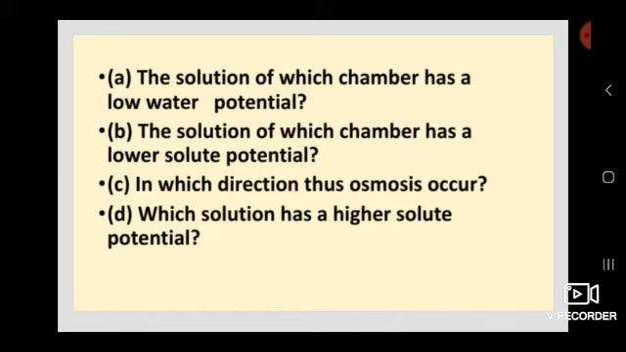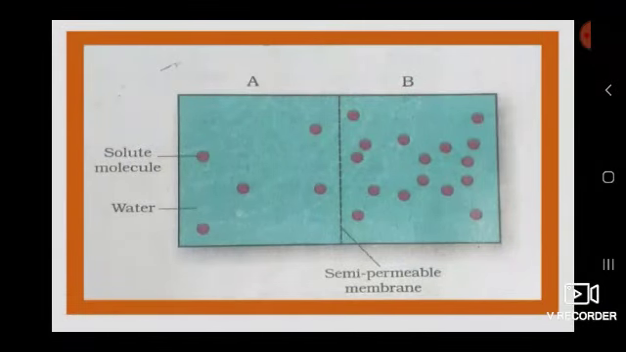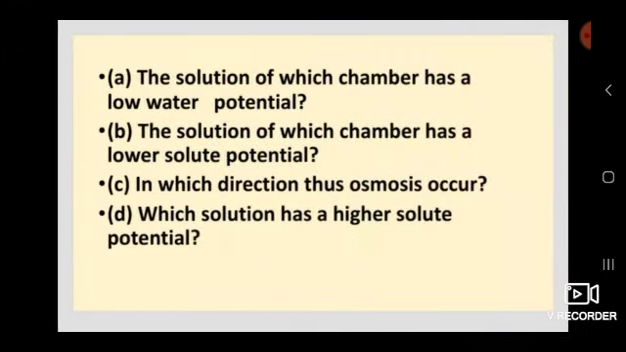Next question. The solution of which chamber has a lower solute potential? See the picture. In chamber A, fewer solute molecules are present, so it contains lower solute potential. So the right answer is chamber A.